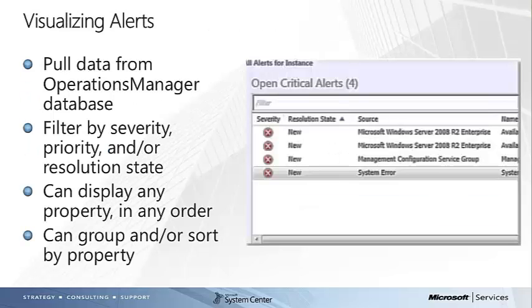Alert widgets pull data from the Operations Manager database. The widget can show alerts for any class of object and can be further filtered by alert severity, priority, and/or resolution state. The widgets can also be configured to show any combination of alert properties in any order. Alerts can also be grouped and sorted by alert properties as well.